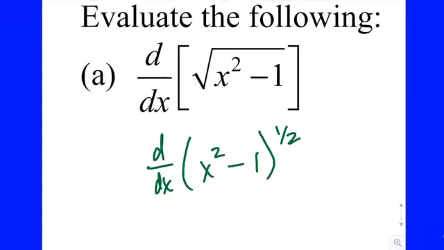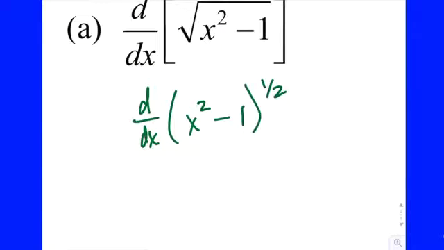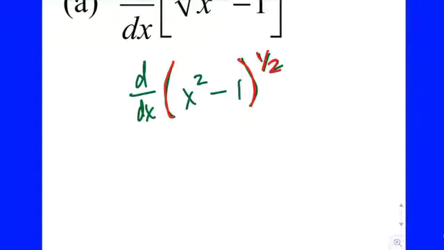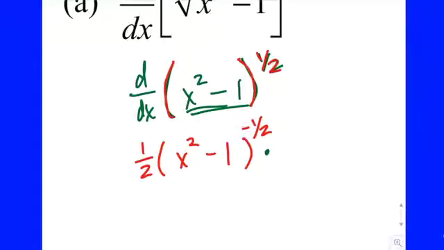Now you work from the outside in. The first function that you see is blob to the 1/2. So what would be the derivative of blob to the 1/2? Well, by the power rule, it's 1/2 blob to the negative 1/2. If you can say the word blob and write the blob, you don't need to use u substitution. Okay, I think y'all can handle that. And then you go inside and you go times the derivative of the blob. Well, the derivative of x squared minus 1 is 2x.